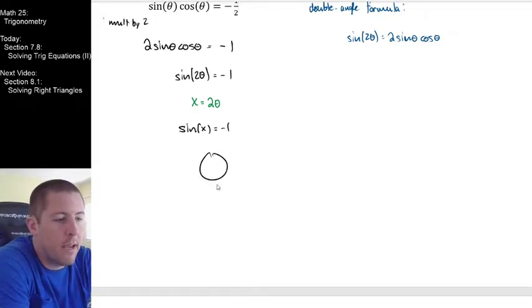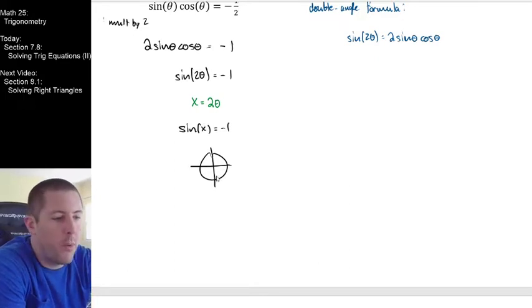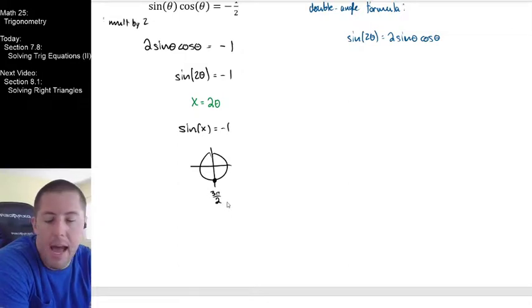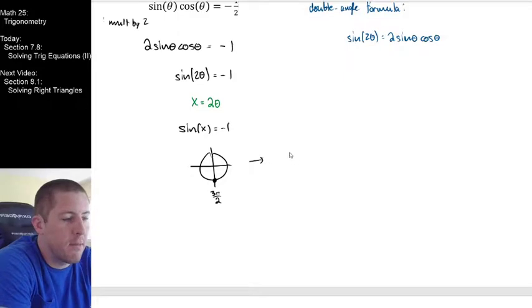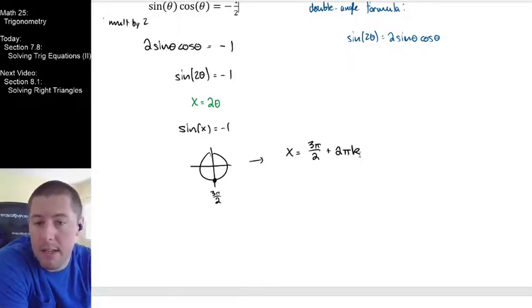So now I can go to my unit circle and I can say, hey, unit circle, sine measures height. When do we get to this height of -1 down here? Well, I can see that that's going to be happening at 3 pi halves radians right there. So it seems to me like this is going to tell me the solution that x is going to be 3 pi halves plus 2 pi k. However, we are not solving for x. We are solving for theta.